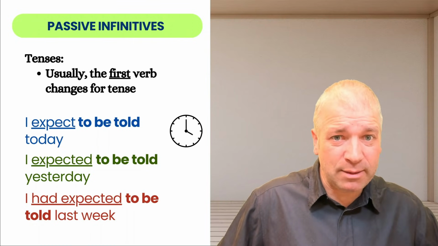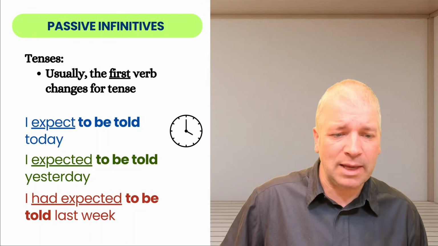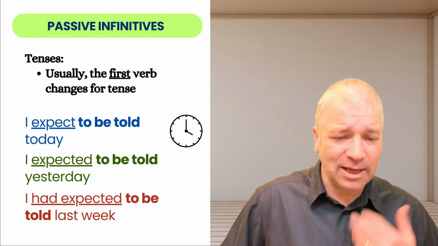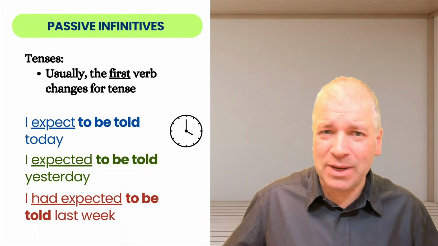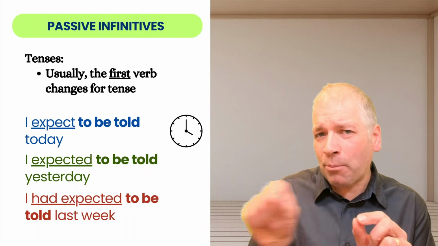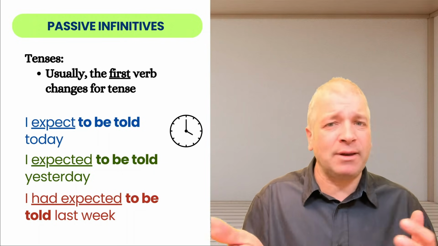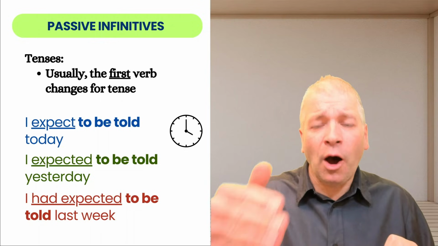So here, yesterday is in the past. So we use expected, the past simple form. And I had expected to be told last week. This is when we need to use the past perfect. There were probably other bits of the story here where something else had happened after this statement.